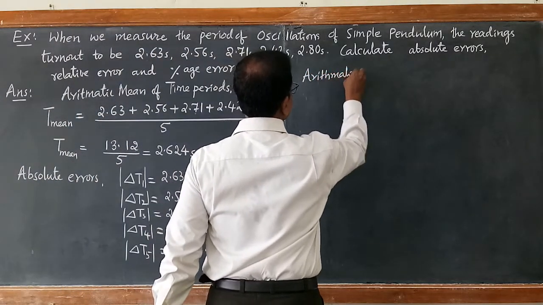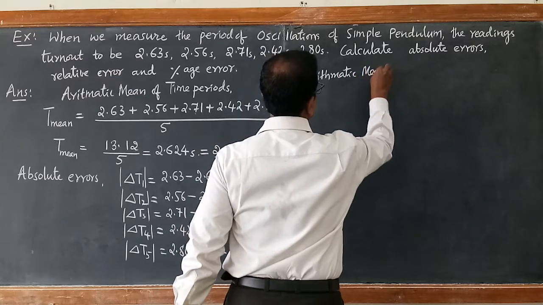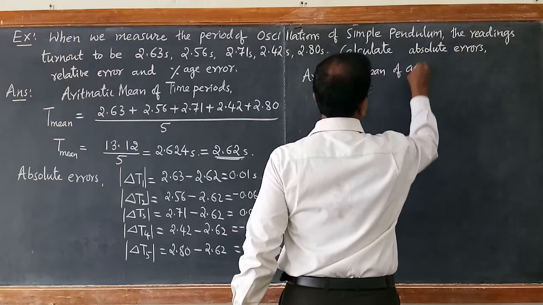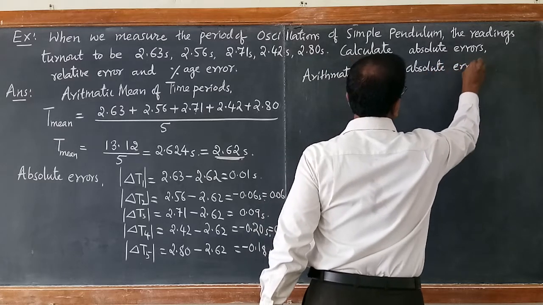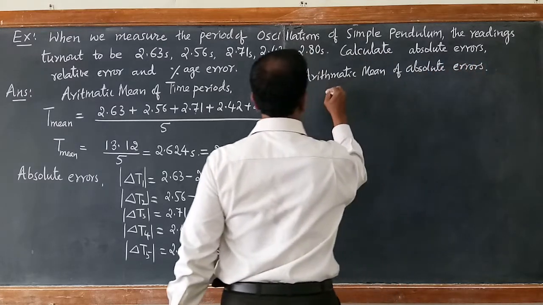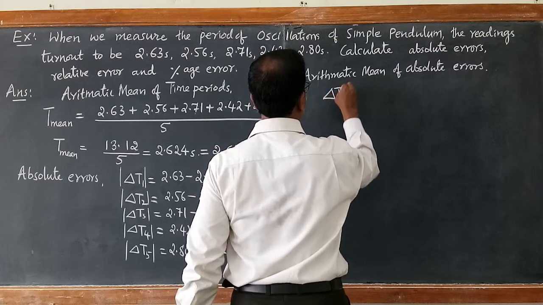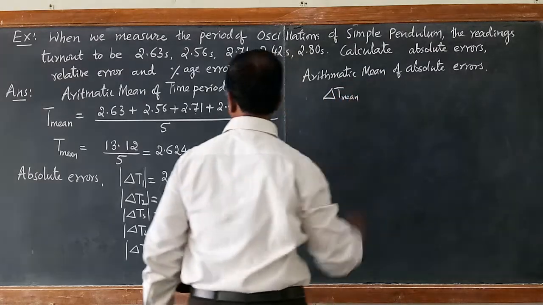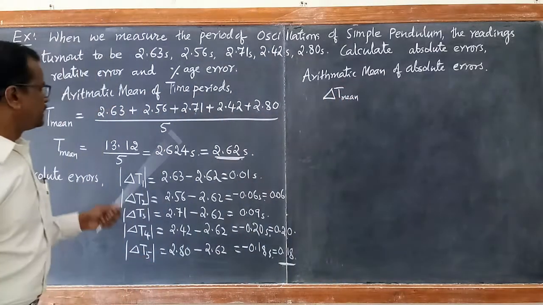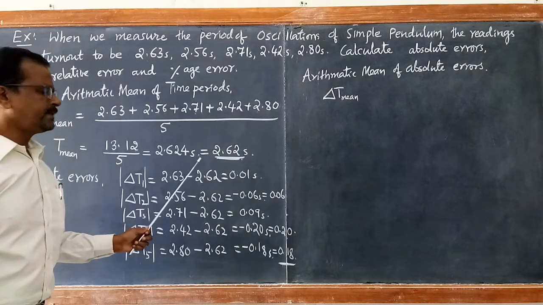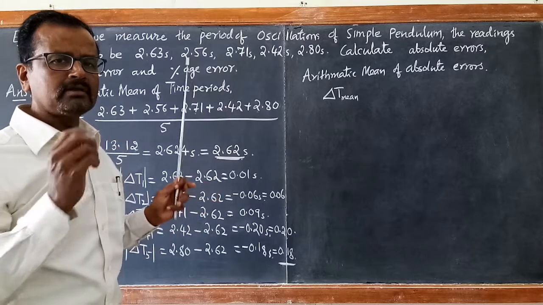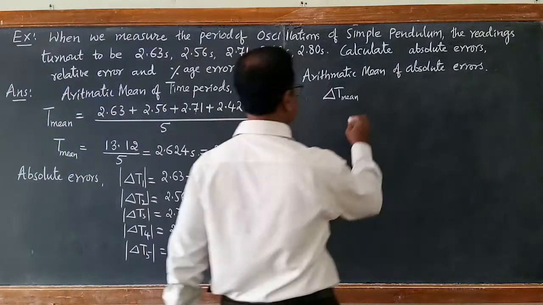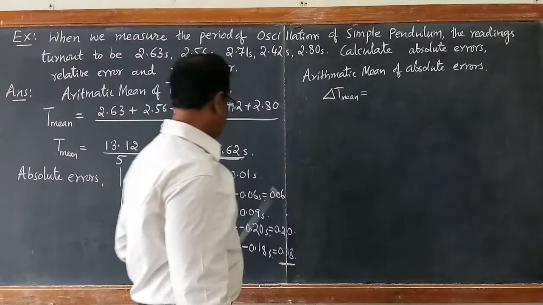Arithmetic mean of absolute errors. I will call this delta T mean. T mean is the arithmetic mean of all time periods. Delta T mean is the arithmetic mean of all the absolute errors. Just add these and divide by 5.